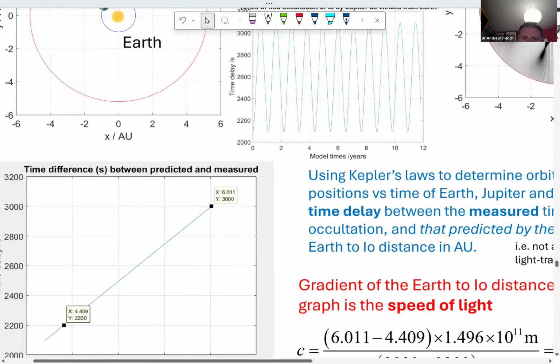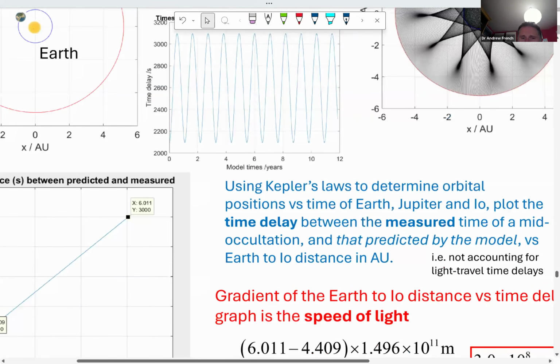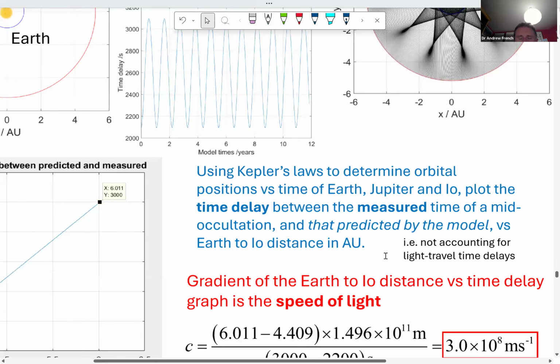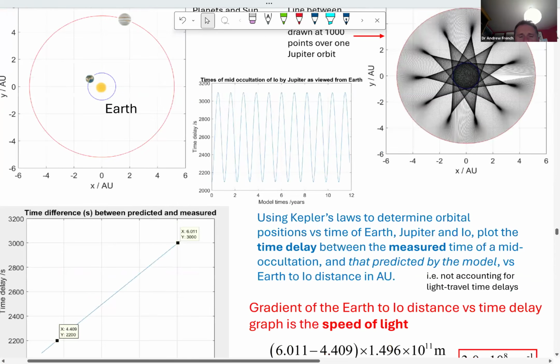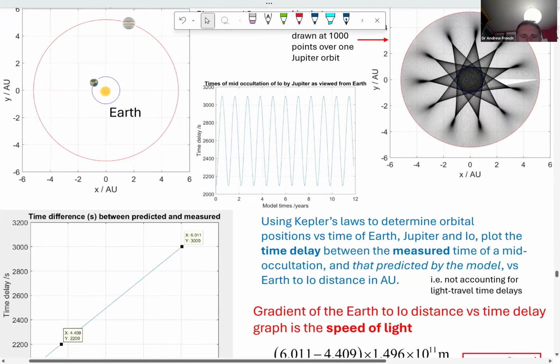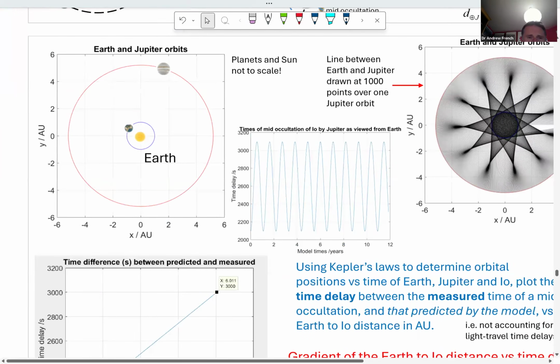So you can basically work out, using Kepler's laws, the positions of the Earth, Jupiter, and Io, right? And you can work out the time between that and what you might predict for the Earth to Io distance. So in other words, if you were to have time being completely absolute here, you run a little simulation.